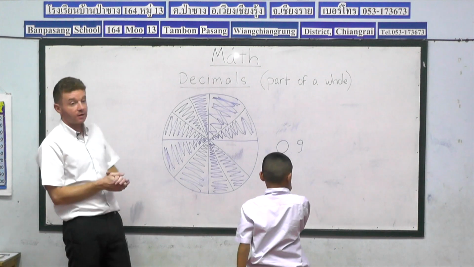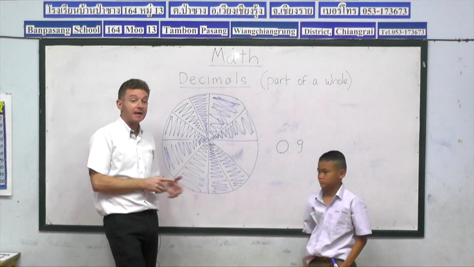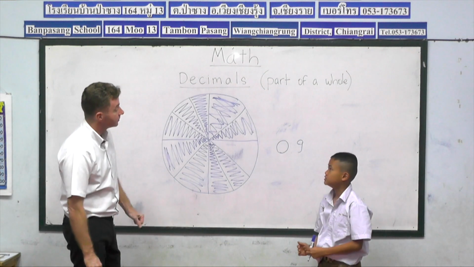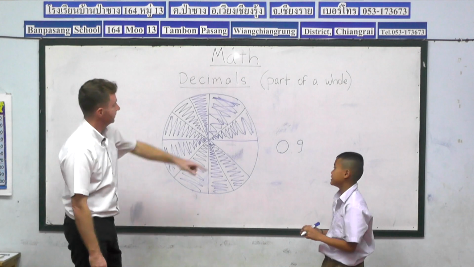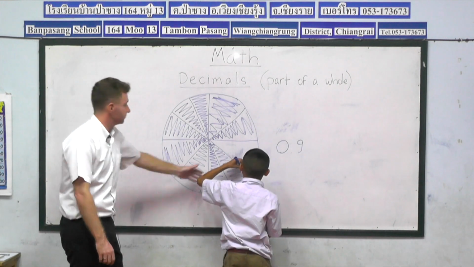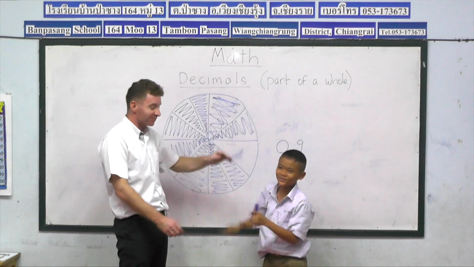Okay, so we've got, guys, 0.9. Can you say, Chu? 0.9. And you can see the 9 parts of our circle that are coloured. That's okay? Not yet? That's okay. High five and a big round of applause for Chu.